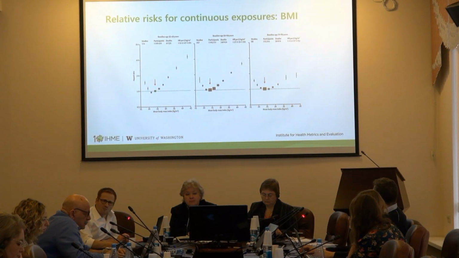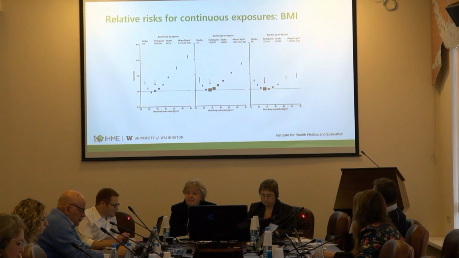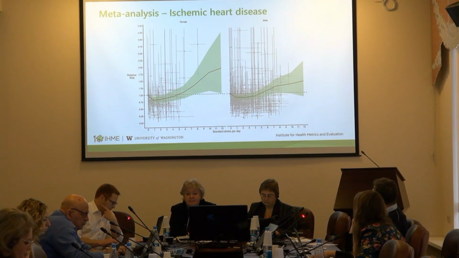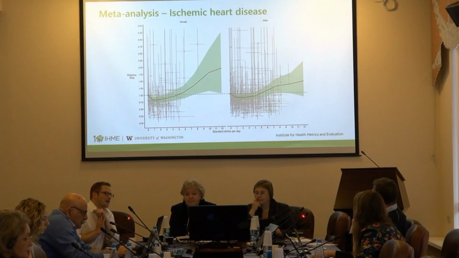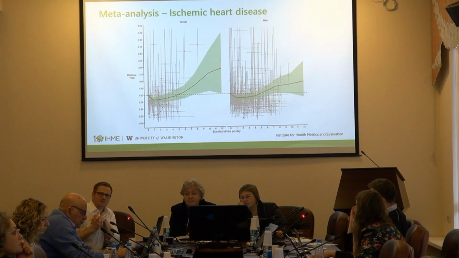Things get more complicated when we're dealing with continuous exposures. This is looking at BMI and relationships between various health outcomes, and these are nonlinear associations. Some of the ones I wanted to show, I actually added to my slides yesterday based on the conversation we had about alcohol and chronic disease. So you can see the data are messy.